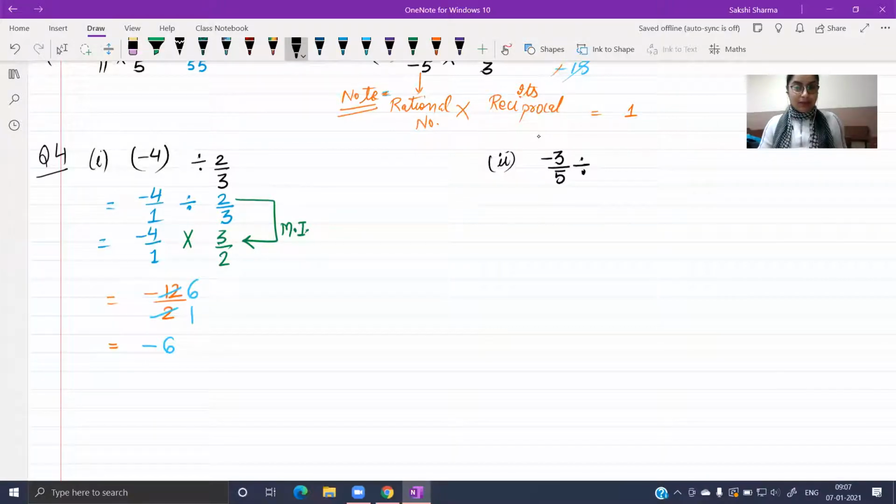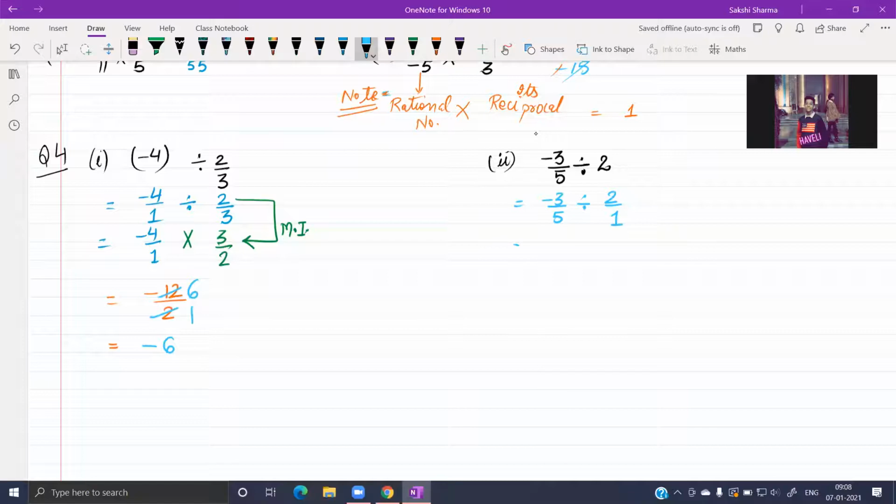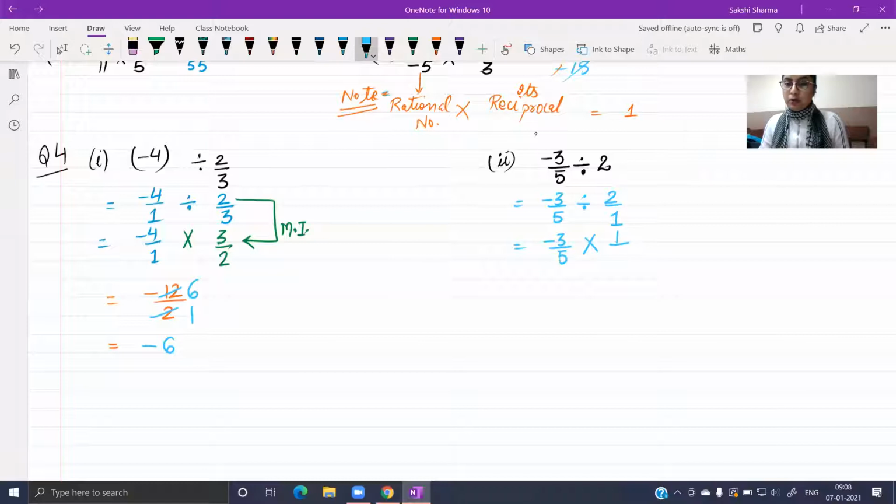Minus 3 by 5 divided by 2. The first thing I want to do here is I want to write 2 as a rational number. That's right, Shivam, your answer is right. First of all, I'm going to just focus on 2. I'm going to write 2 as a rational number. And now I will focus on changing the division sign into multiplication. 2 by 1 becomes 1 by 2. Keep in mind, first rational number, no change. Only the second one will be reciprocated. The numerator and denominator of the second fraction will be upside down.